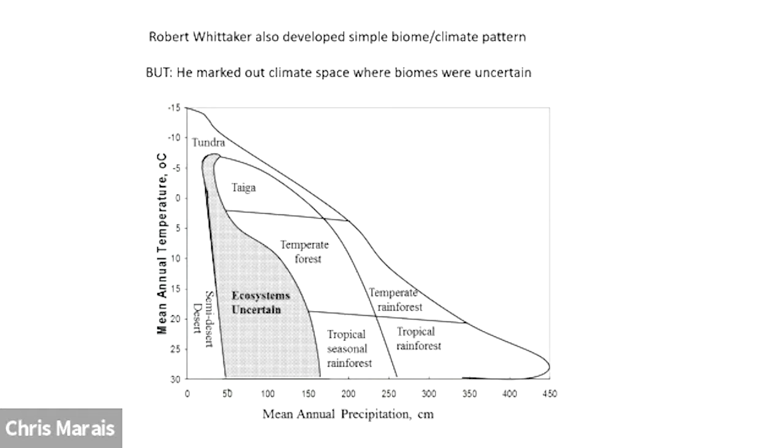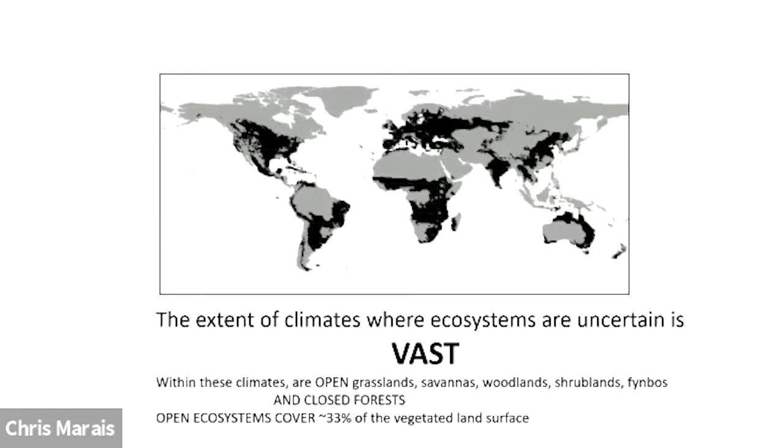It could be grasslands, could be savannas, could be forest, could be shrublands. He gave up. So I call that ecosystems uncertain. It's the climate zone where you don't know what you're going to find. That is a real honesty of Whittaker. Now that looks quite small on this plane of temperature versus rainfall. But when you spread that climate over the planet, goodness gracious me, it is vast. Huge areas of Africa, in fact almost identical to savannas, are in this climate zone where ecosystems are uncertain.